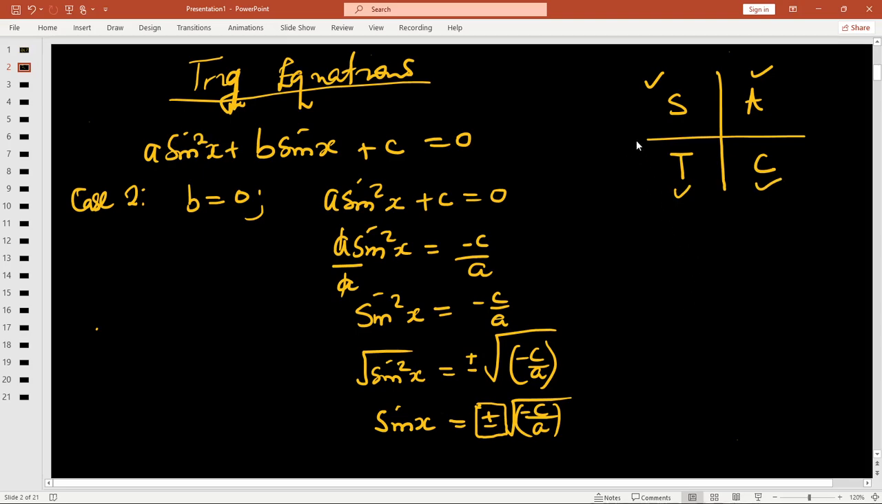Now, if you count the number of solutions, you notice you have 1 there, 2 here, 3 here, and 4 there. So we can conclude that this type of trig equation gives us 4 solutions. Therefore, if we were to solve for x, we're going to have x equal to sine inverse of open brackets plus or minus the root of negative c over a.